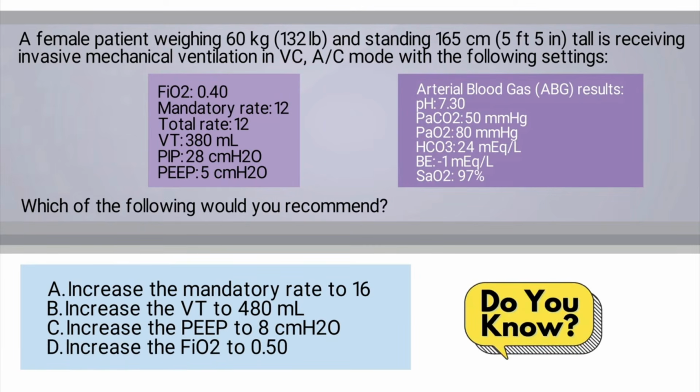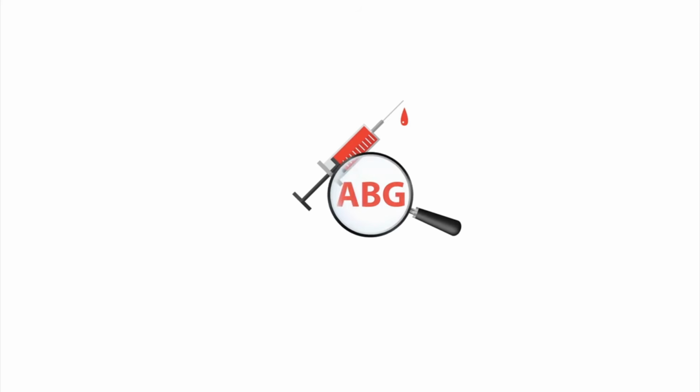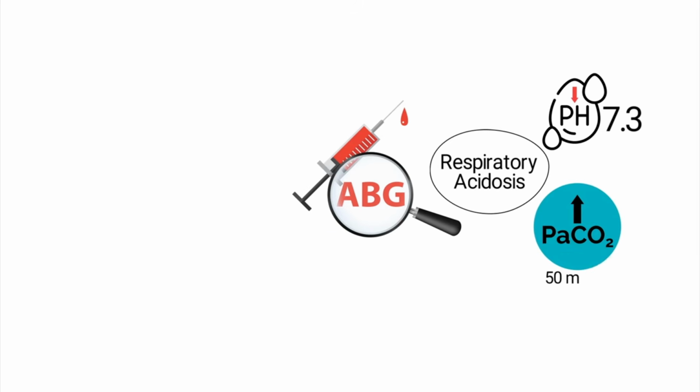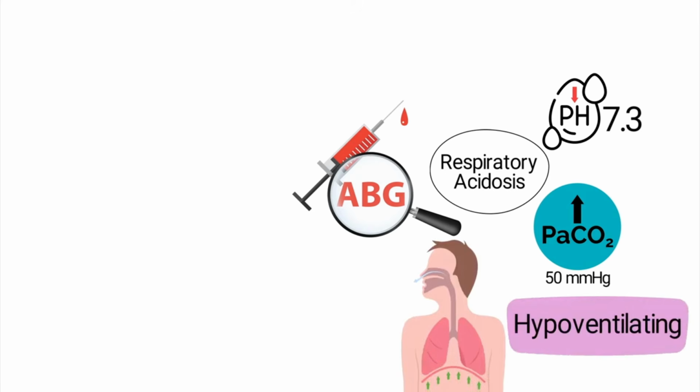Do you know the answer? Well, let's break it down. The first step for this question is to interpret the patient's ABG results, which indicate respiratory acidosis. This is evidenced by a low pH of 7.3 and an elevated PaCO₂ of 50. This suggests the patient is hypoventilating, meaning they are not expelling enough CO2.